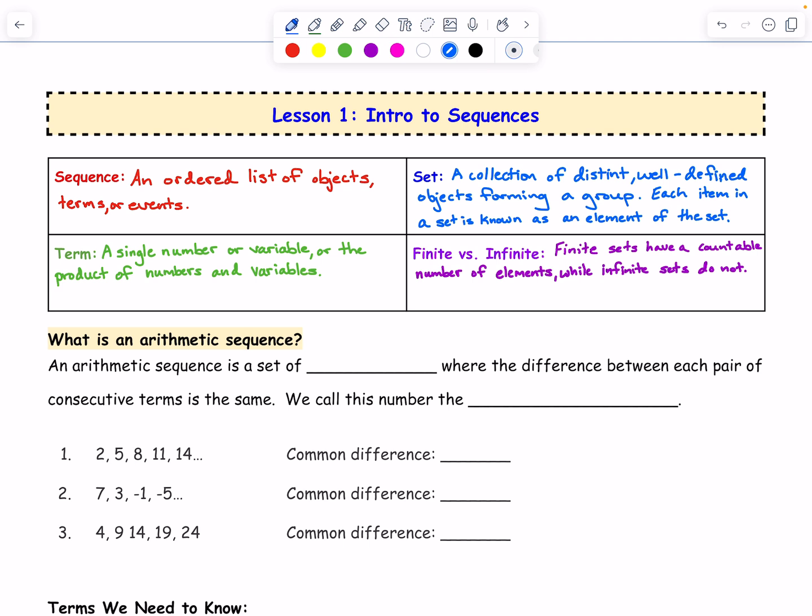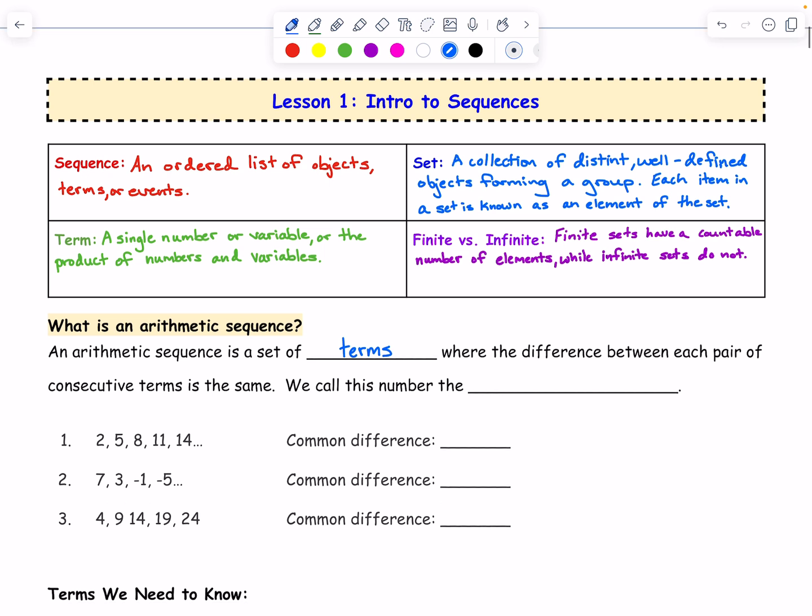So what is an arithmetic sequence? An arithmetic sequence is a set of terms where the difference between each pair of consecutive terms is the same. So let's fill in: it's a set of terms. And when we notice the difference between each pair of consecutive terms is the same, we call this number the common difference.